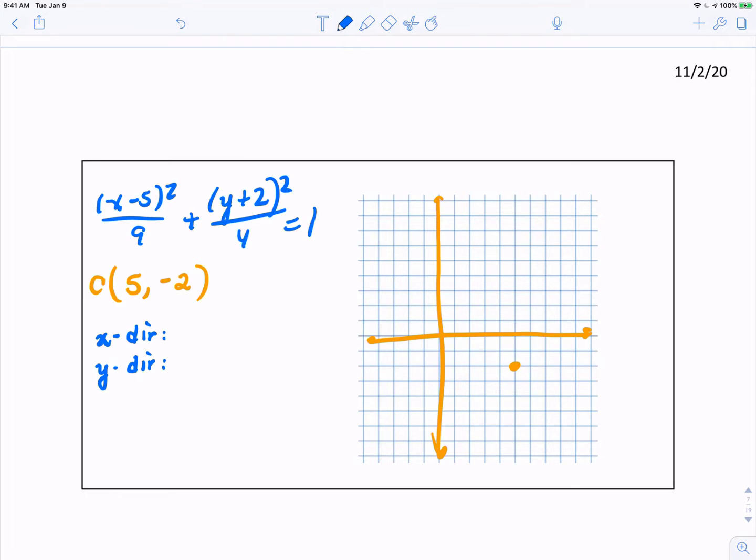Okay, let's make sure you were able to graph it. So in the x direction, if we look under the x term, we see 9. The square root of 9 is 3. So in the x direction from the center, you go out 3 units in each direction. In the y direction, we go the square root of 4, which is 2. So in the y direction, we go 2 units, and here's a graph of that ellipse.